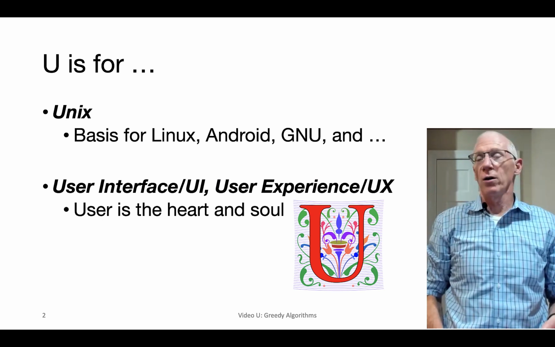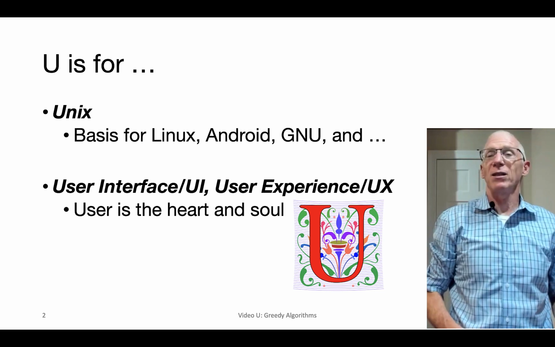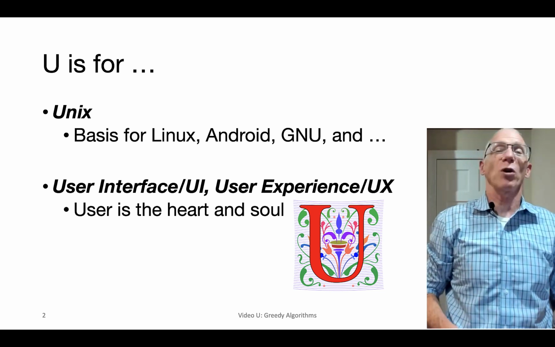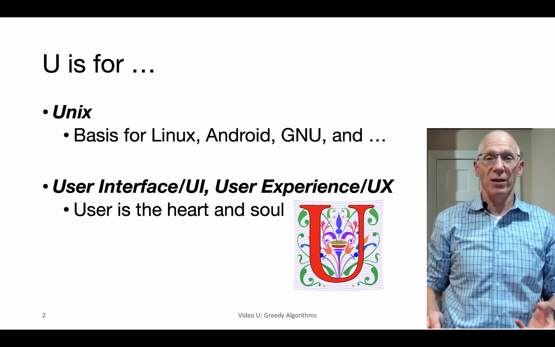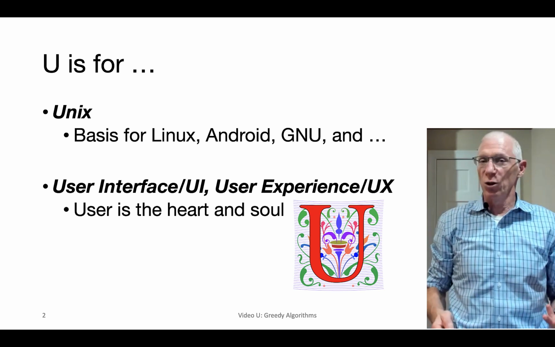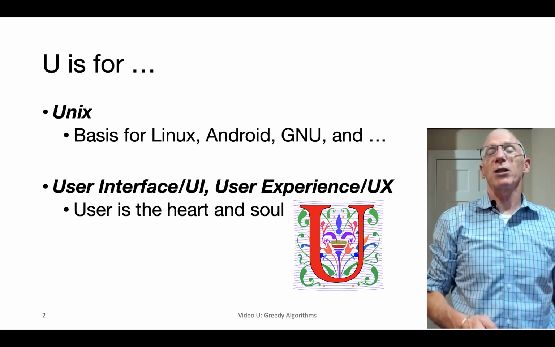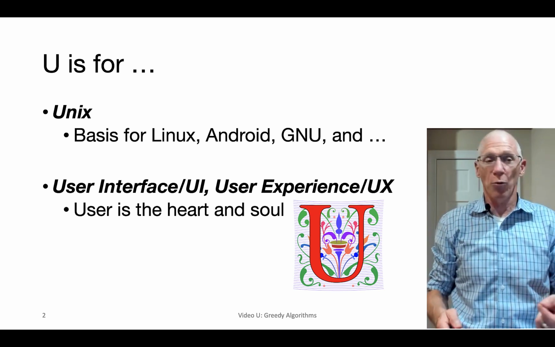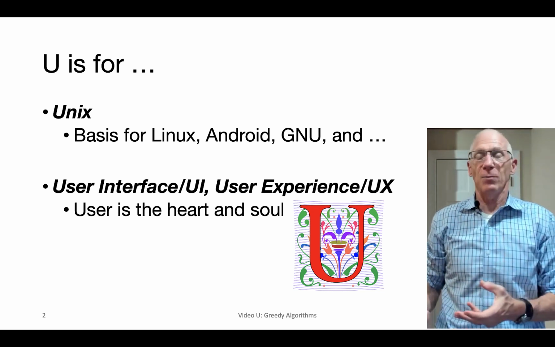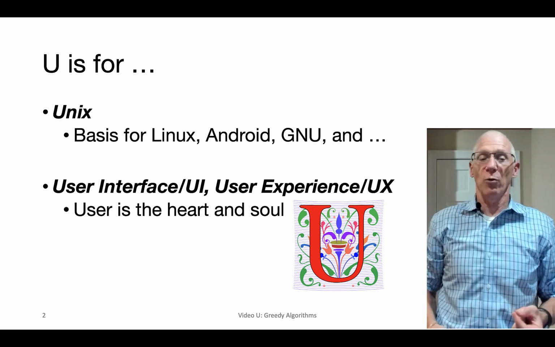U is for Unix. That is the basis for Linux, the basis for Android, the basis for GNU, and so many other operating systems. U is also for user interface, which is UI, and user experience, which is UX. In both cases, the user is the heart and soul of that aspect of software design and software engineering.